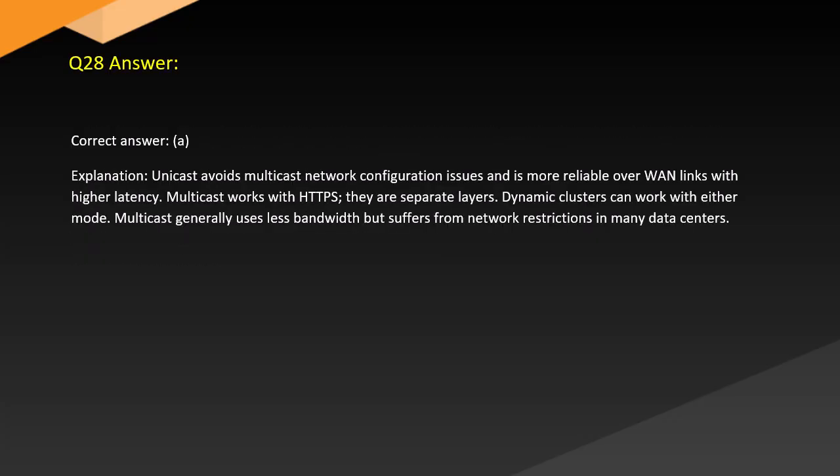Answer. Correct answer: A. Explanation. Unicast avoids multicast network configuration issues and is more reliable over WAN links with higher latency. Multicast and SSL are separate layers. Dynamic clusters can work with either mode. Multicast generally uses less bandwidth but suffers from network restrictions in many data centers.